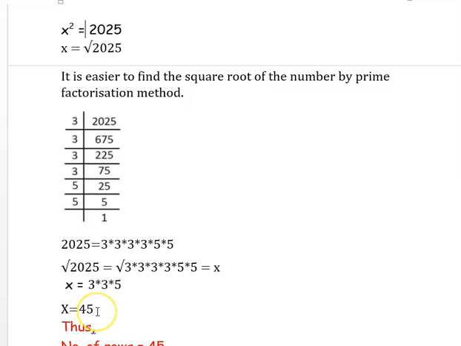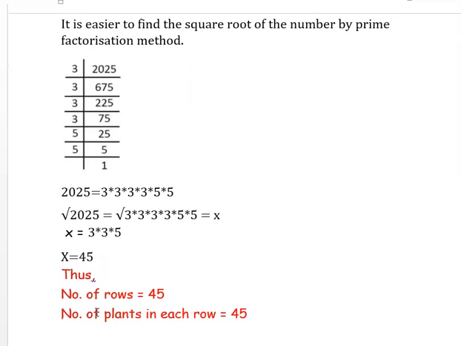So x is 45. What we have assumed x as is the number of rows. So the number of rows is 45. And it's also given that the number of plants in each row is equal to the number of rows. So the number of plants in each row will also be equal to 45.